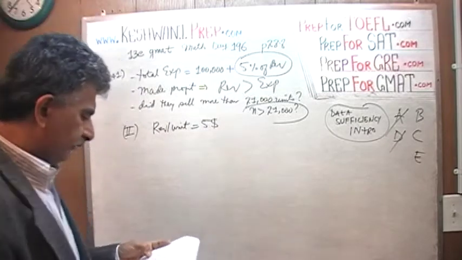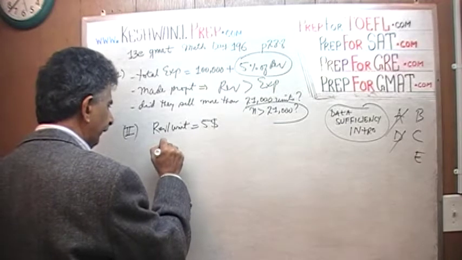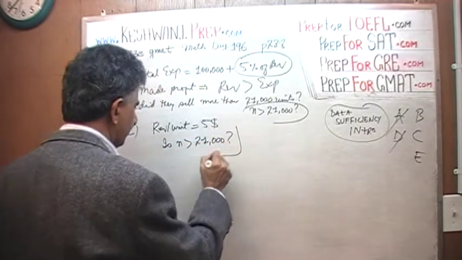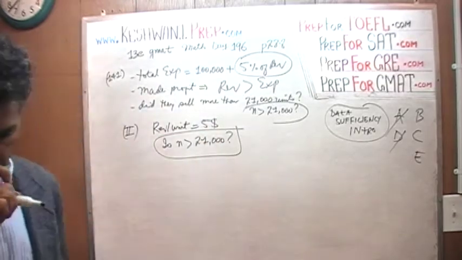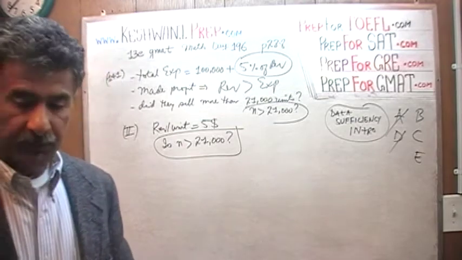Now, again, the question is: is n greater than 21,000? That's the question, isn't it? That's what we want to finally get at. Now, I'm going to break into a little sermon here, okay? Bear with me. It's important that you understand this concept.